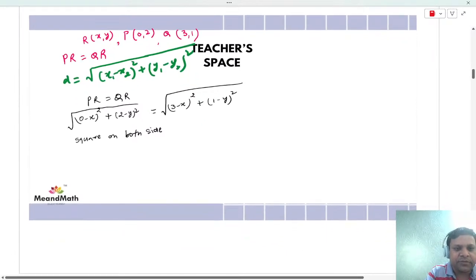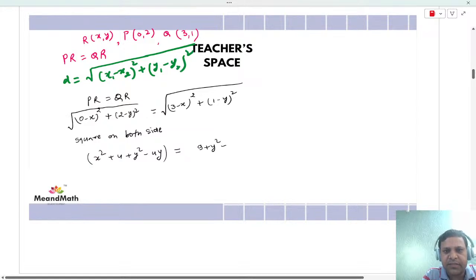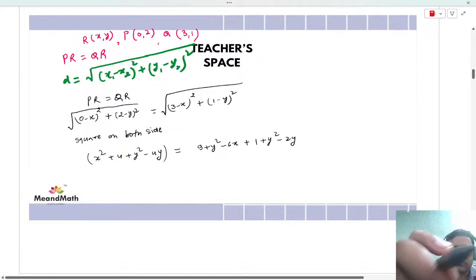Simplify. So (0 minus x) whole square is x square plus 4 plus y square minus 4y, using (a minus b) whole square. Second one, 3 square is 9 plus y square minus 6x plus 1 square, 1 plus y square minus. Now we can cancel out the equal terms: x square and y square cancel out.